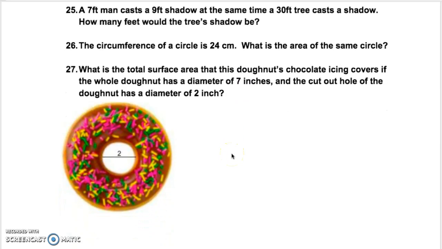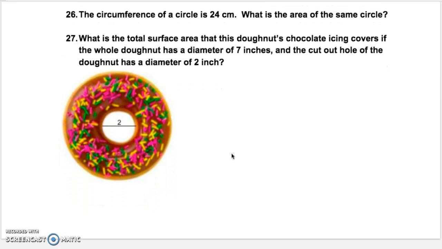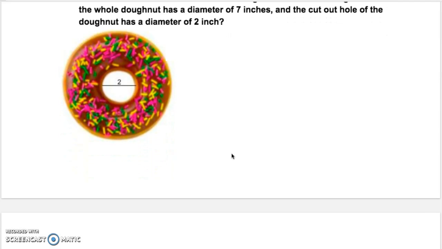Number 27, what is the total surface area that this donut's chocolate icing covers? The whole donut has a diameter of 7 inches and the cutout hole of the donut has a diameter of 2 inches.